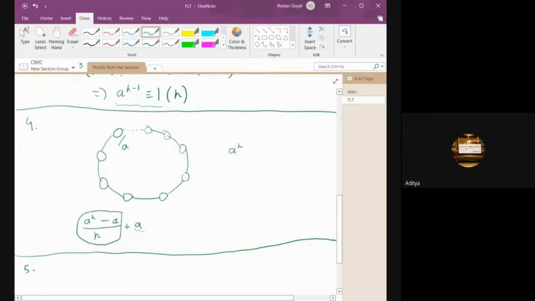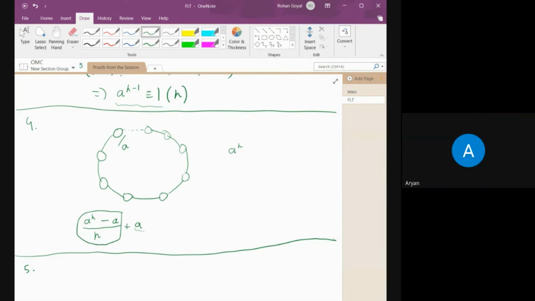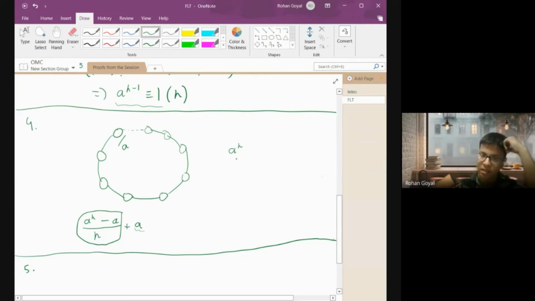Each bead you can color, and you have watercolors nearby, and you have a different colors, so you can paint each bead. So how many ways can you color the necklace? A to the power p. A to the power p, precisely.